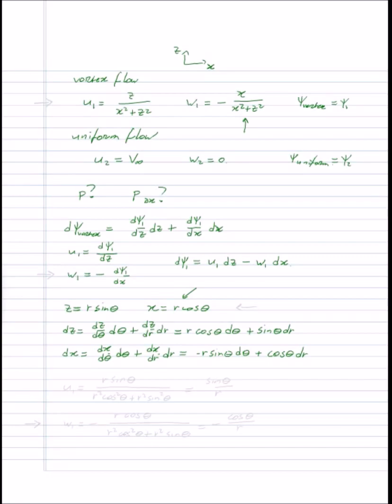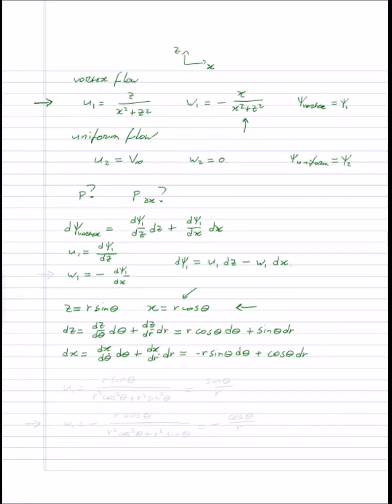Now, we've got those in polar coordinates. Now we need to get u1 and w1 in polar coordinates. So we can get that by substituting our expressions for x and z on this line right here, and we substitute that into our definitions that were in the question right here.